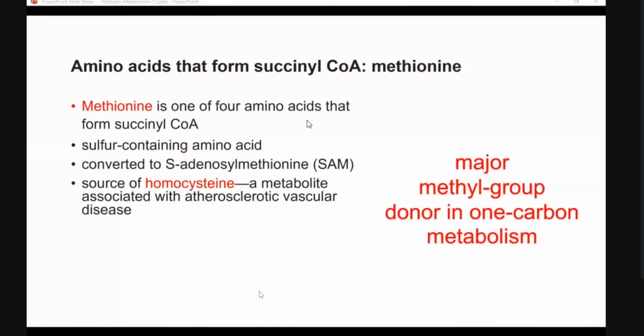من الامور اللي جدا مهمه انه تعرفها ايضا هي الميثيونين. The formation of succinyl coenzyme A and the metabolism of methionine will lead to that. Methionine is very important. It's one of 4 amino acids that will form the succinyl CoA. بس يدخل بعدة metabolic pathways. It is a sulfur-containing amino acid.